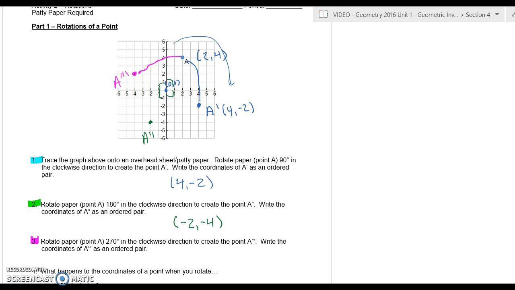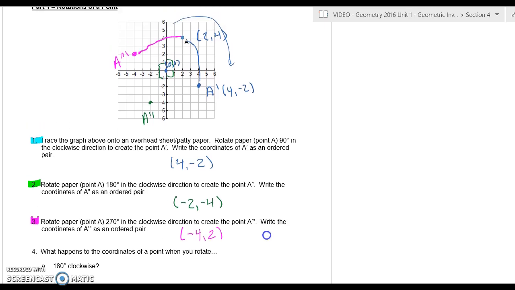So again, you notice that something has changed about these coordinates. They're not exactly like they were before. When we did the reflection, they just changed signs. That's all that happened. But when we do the rotation, there's a flip-flop going on. If we look at A, the x and the y coordinate switched places. If we look at A triple prime, the x and the y switch places again. All right, so we have that relationship going on.